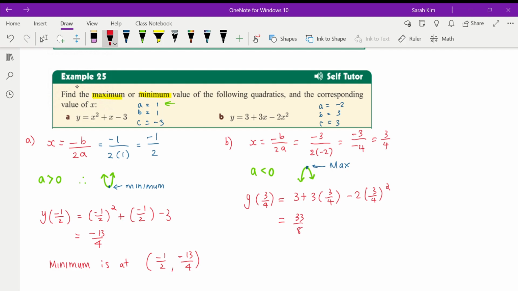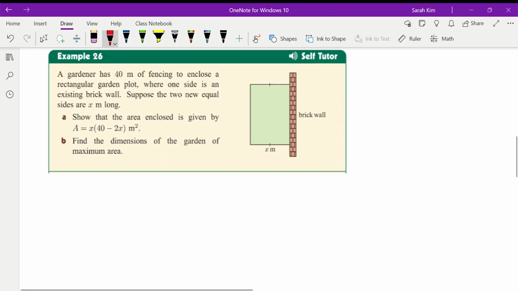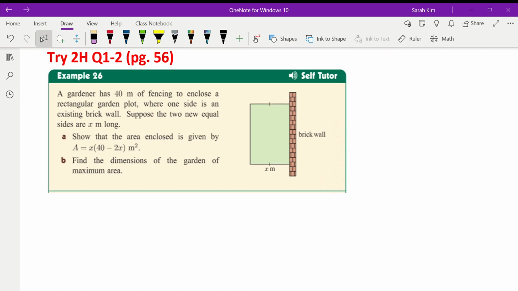And then I'm going to write maximum is at, as again, a coordinate. I find that easiest to read. Done. Okay, so now we've got a problem-solving question, as well as, I'm assuming, an optimization question. So it's a bit of a combination of the 2H and 2G. So let's have a look.